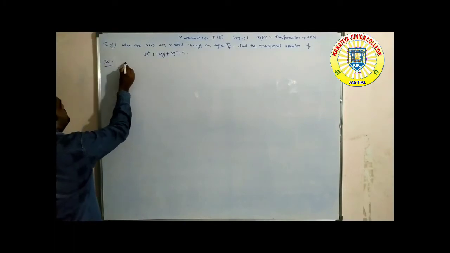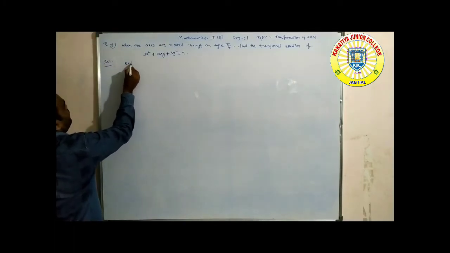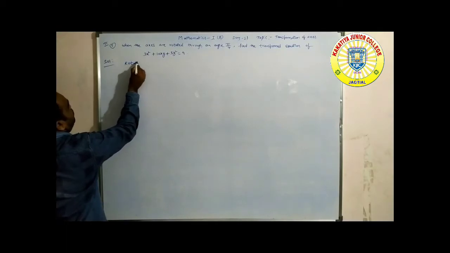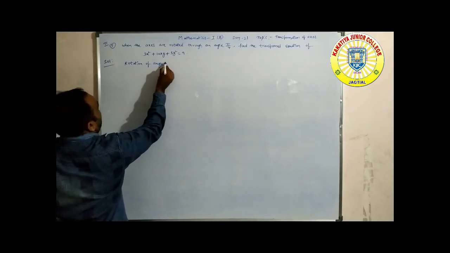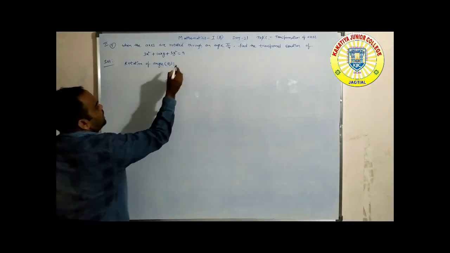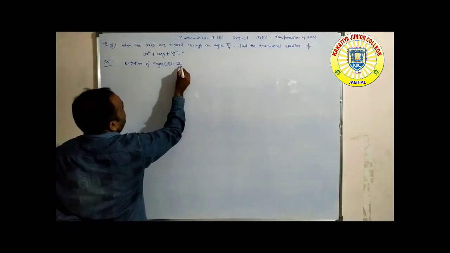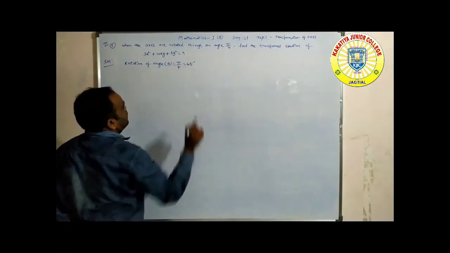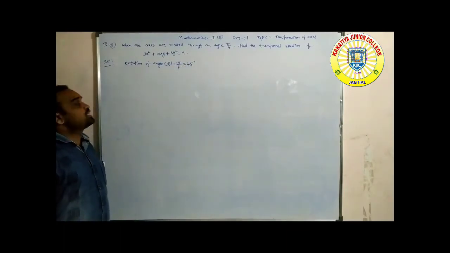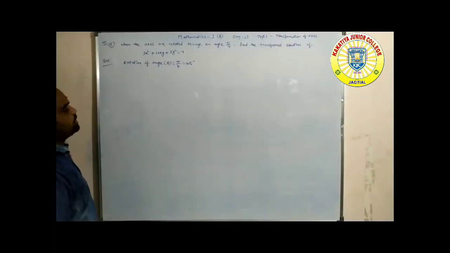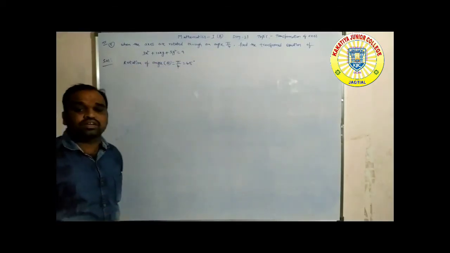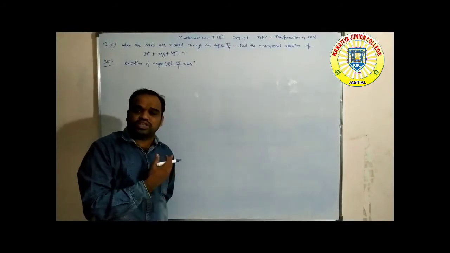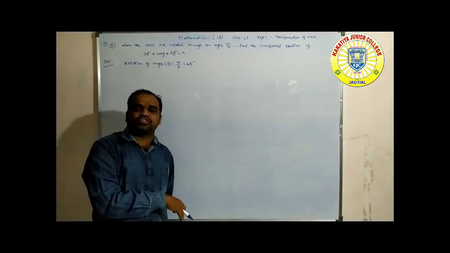Here first what is given, sir? Rotation of angle. What is there here? Theta is equal to pi by 4. Pi by 4 is nothing but which one, sir? 45 degrees. Rotation of angle theta is equal to pi by 4 is equal to 45 degrees. Find the transformed equation of this equation. Given equation is which equation? Original equation. We are finding the transformed equation.